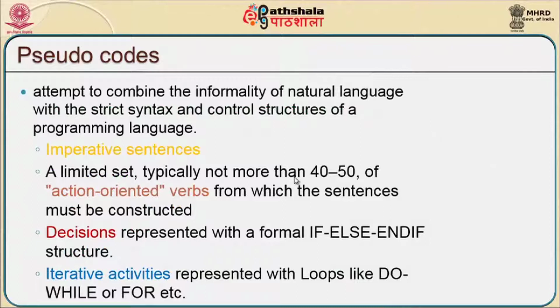So what does pseudocode mean? Pseudocode attempts to combine the informality of natural language with the strict syntax and control structures of a programming language. It uses imperative sentences, a limited set, typically not more than 40 to 50 instructions, of action-oriented verbs from which sentences must be constructed. Decisions are majorly represented with the formal if, else, end if structure, and iterative activities are represented with loops like do while or a for loop.